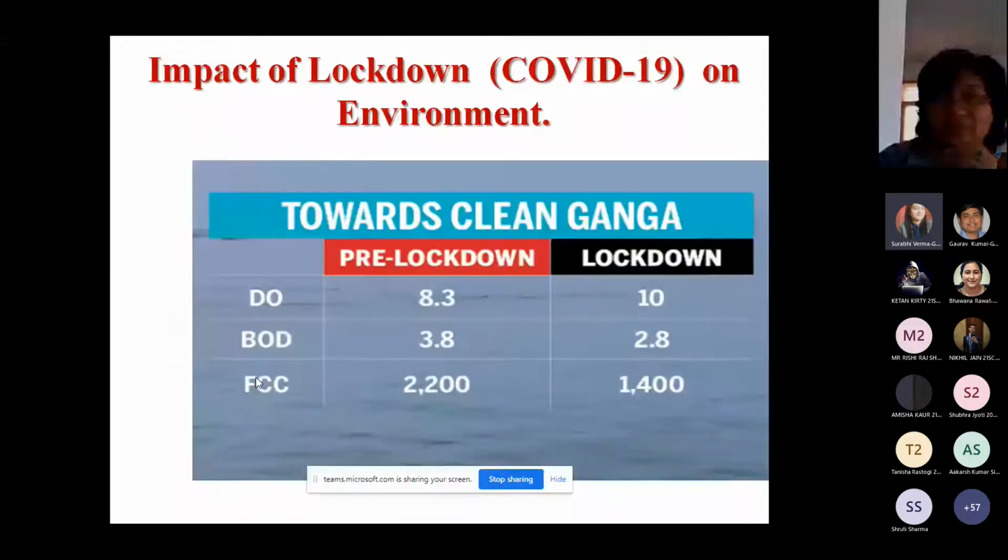Okay, so that is the impact of the lockdown on the quality of the river Ganga's water. That is the quality of the Ganga River before the lockdown and after the lockdown. DO, dissolved oxygen, suddenly increased. BOD, biological oxygen demand, suddenly decreased. Fecal coliform also decreased without any treatment. So what was the reason? The reason was that we had reduced our pollutants into the river and into the air.